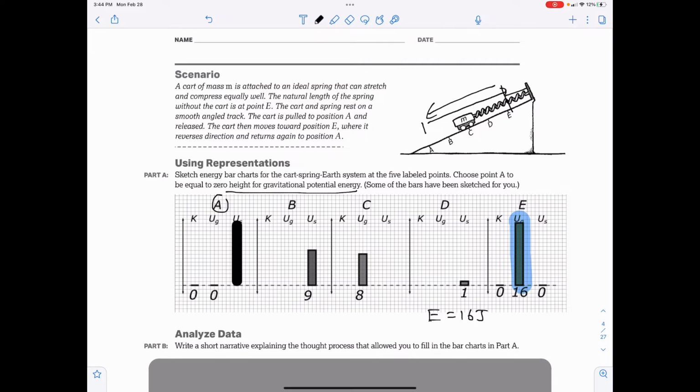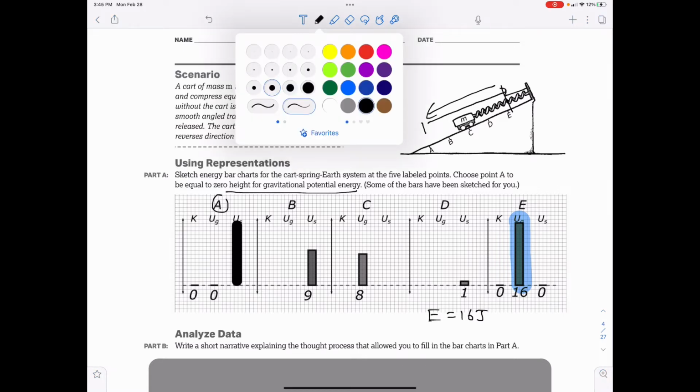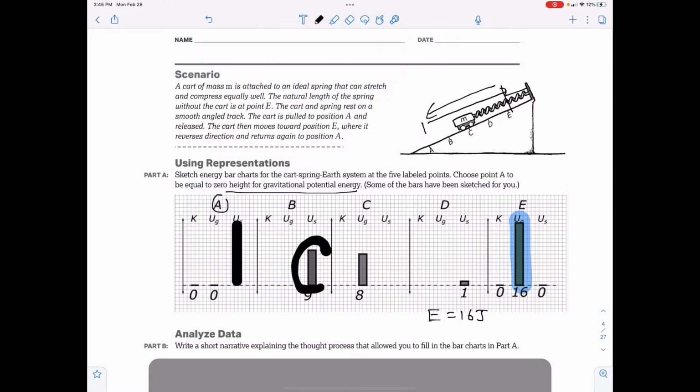Now, for part B, what's happening is the spring is shorter, so you can see you have less spring energy. You're getting higher, so you have some gravitational potential energy, and you're also going faster, so you have some kinetic energy too.